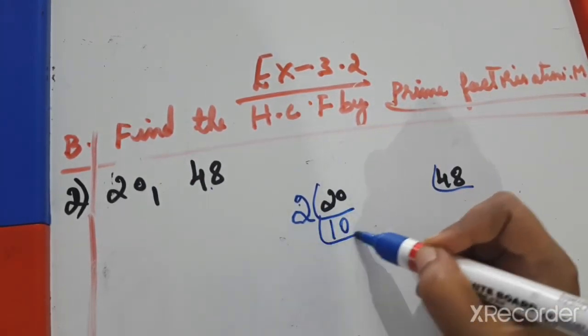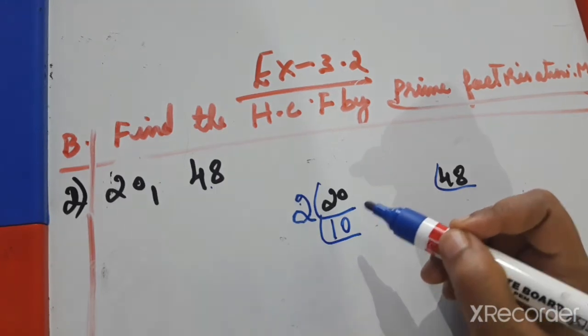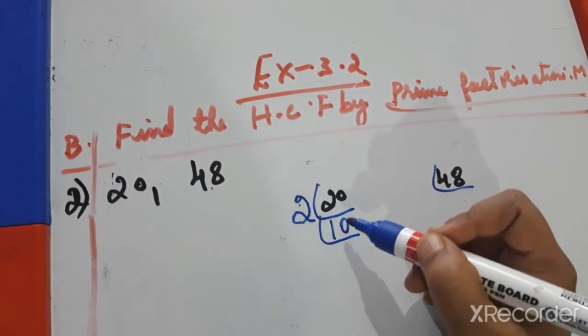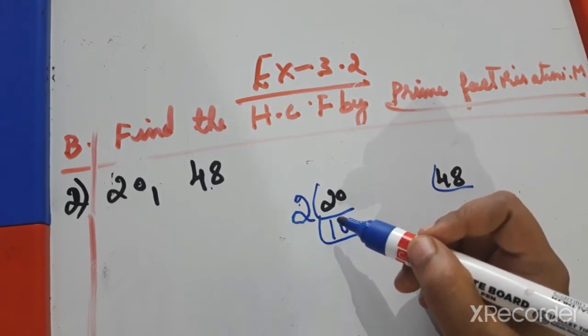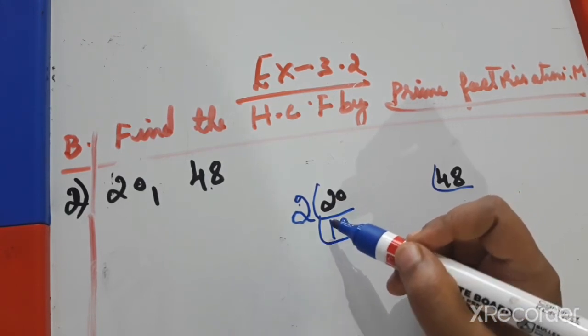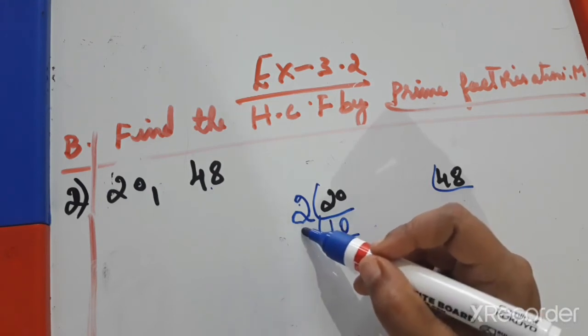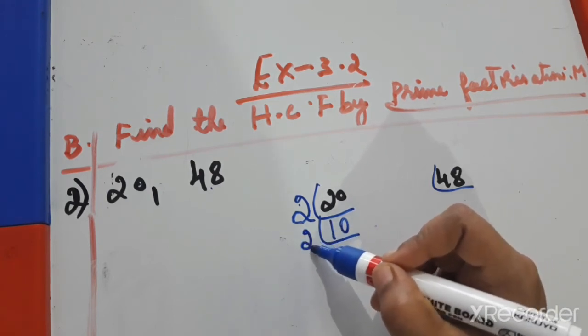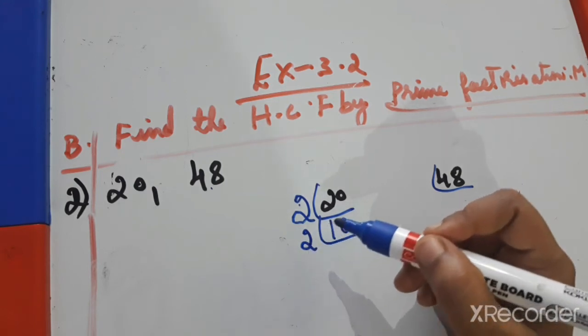10 is a composite number. Now you know what a prime number is and what a composite number is, children. Now 10, which tables does it multiply? 5 twos are 10, or 2 fives are 10. So we can take 2 or 5 outside, because 2 is also a prime number, and 5 is also a prime number.